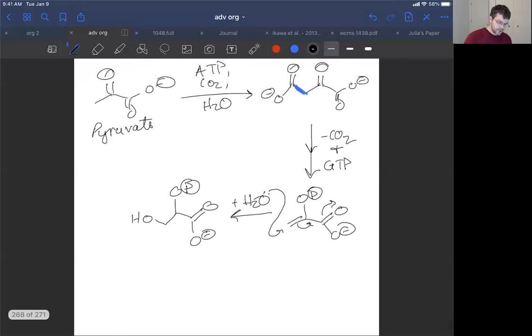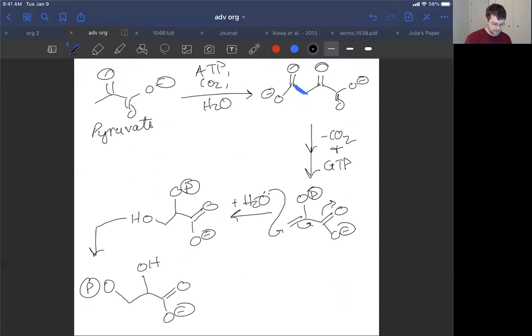Okay. To make this intermediate in our glycolysis pathway, we had to do a phosphate migration. So we're going to do the opposite of that here, moving the phosphate from the inside oxygen to the outside oxygen. Okay. So there we just swap places the phosphate, and the carboxylate stays the same.